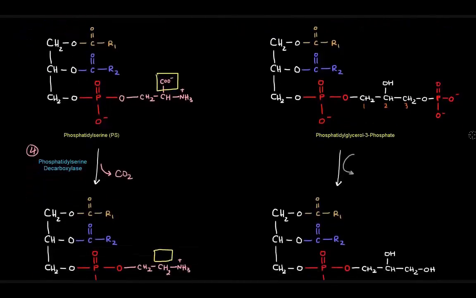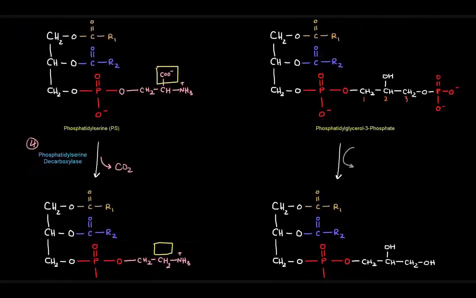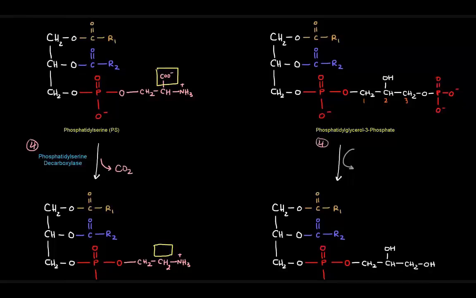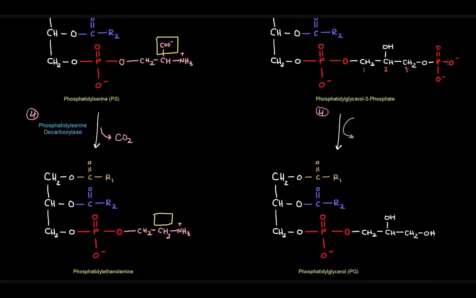So now that we have that, we can modify it to give us another product. Going from phosphatidylglycerol-3-phosphate to phosphatidylglycerol, we're removing this terminal phosphate out here. We're getting rid of this. So how do we get rid of that? Well, we add phosphatidylglycerol-3-phosphate phosphatase, which removes phosphates by hydrolyzing them off. So we'll have H2O, and that'll kick off the phosphate. And we're left with phosphatidylglycerol. Right, so that was a modification that gave us this.